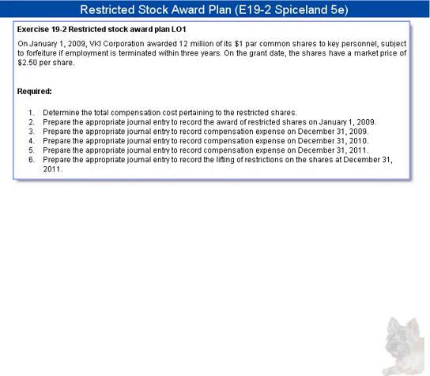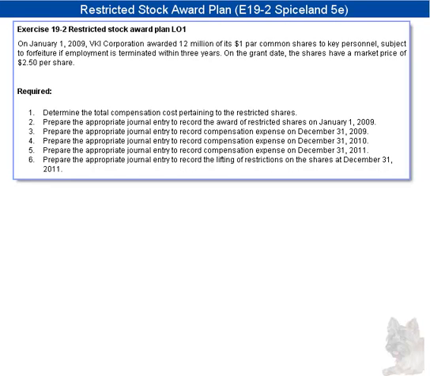On January 1st, 2009, VK1 Corporation awarded 12 million of its $1 par common shares to key personnel, subject to forfeiture if employment is terminated within 3 years. On the grant date, the shares have a market price of $2.50 per share.